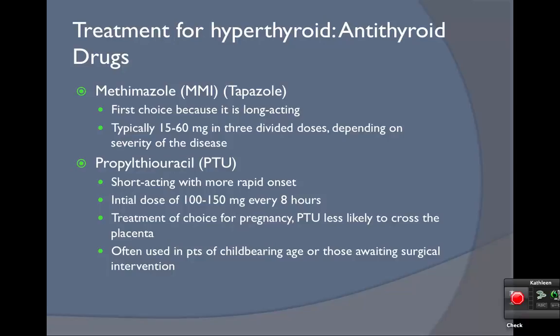PTU is short acting with more rapid onset. Initial dose is 100 to 150 milligrams every 8 hours. And the treatment of choice for pregnancy, PTU is less likely to cross the placenta. Often used in patients of childbearing age or those awaiting surgical intervention.